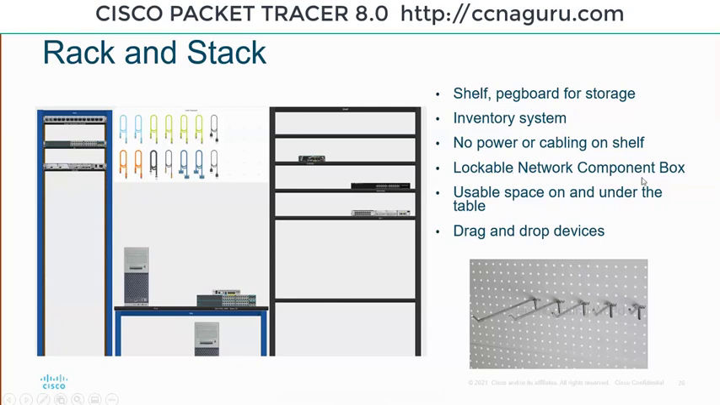Also, the network component box, that's what I was trying to remember a few minutes ago. This is the panel where you can select any devices and any cables when you typically build a new topology in Packet Tracer. So this box now becomes lockable, which means in the activity engine, this can be disabled and students will not be able to add any new devices or new cables or even see this panel at all.